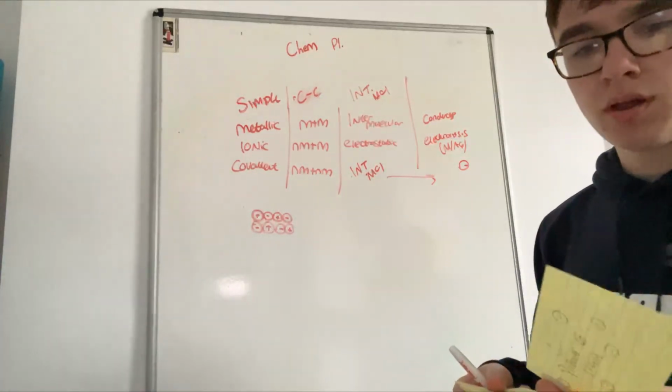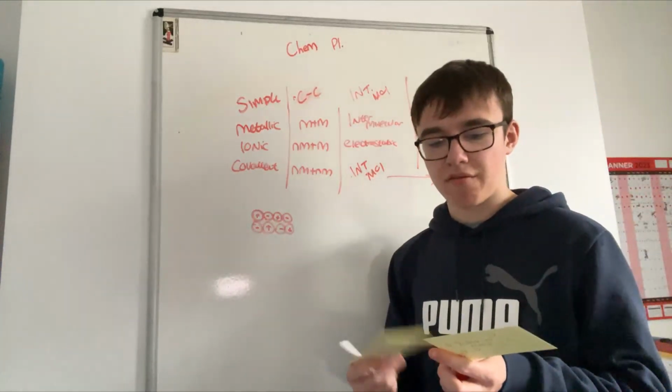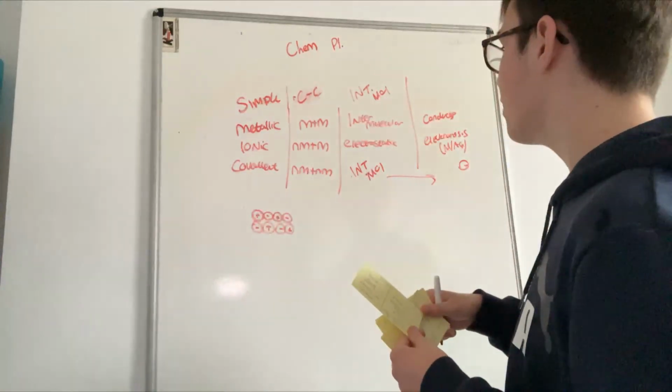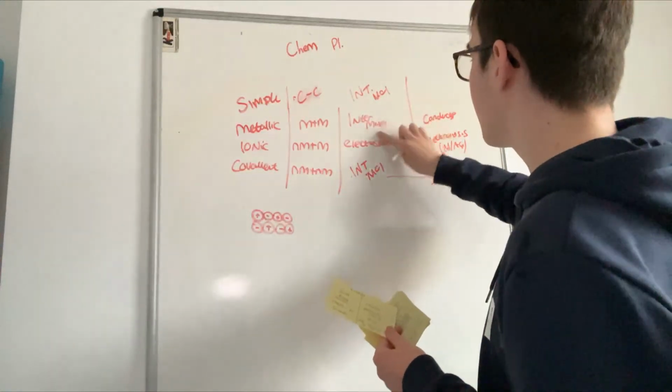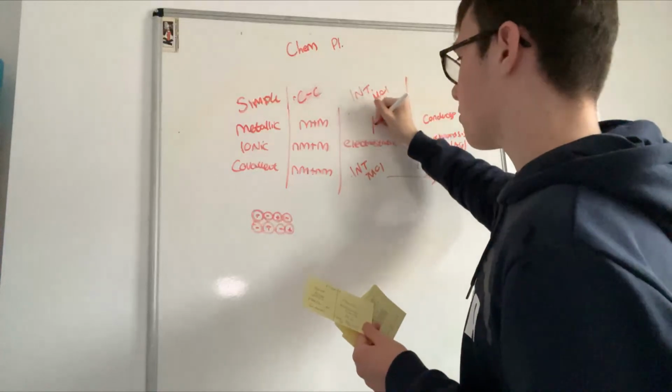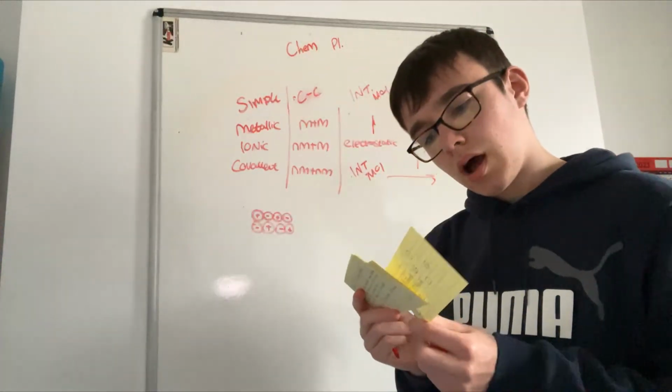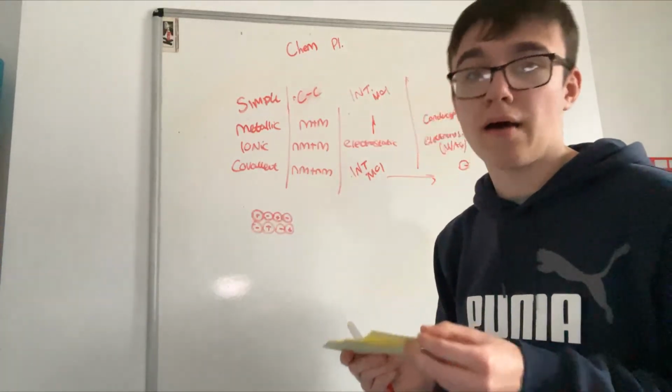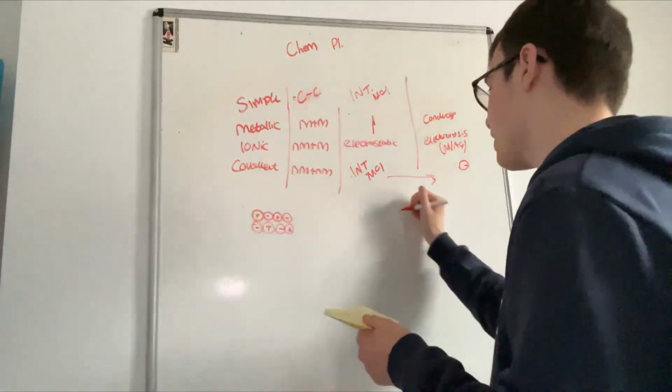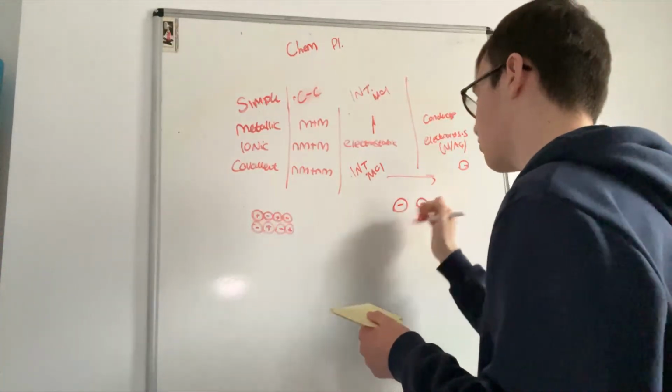Properties of metal: it's going to have strong electrostatic forces. So actually I've got that wrong there. That's also electrostatic. High melting and boiling point, and they do conduct electricity because they have a sea of delocalized electrons.